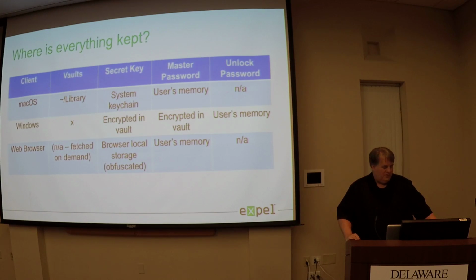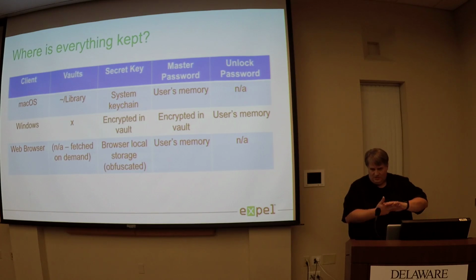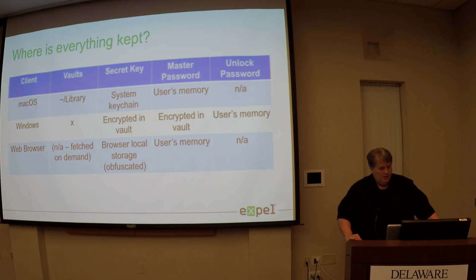And then web browsers are a little bit different. Web browsers don't store the data locally. They don't store the vaults locally. Once you've authenticated, the SRP is sent off to the server, and it comes back and says, okay, you've got all these vaults. You say, okay, tell me what's in this vault. It says, okay, here's the vault. You decrypt it locally, so all the encryption and decryption is happening in the browser.